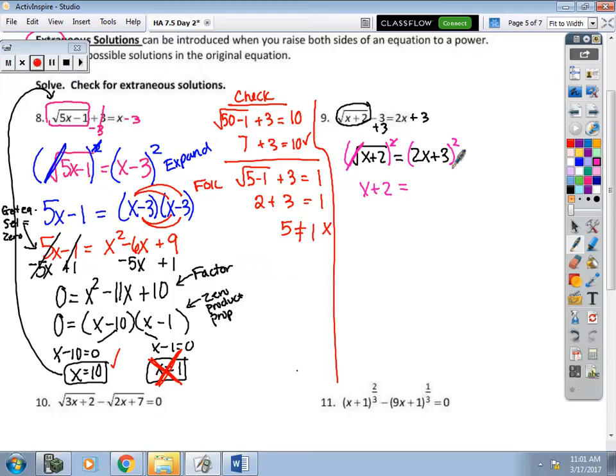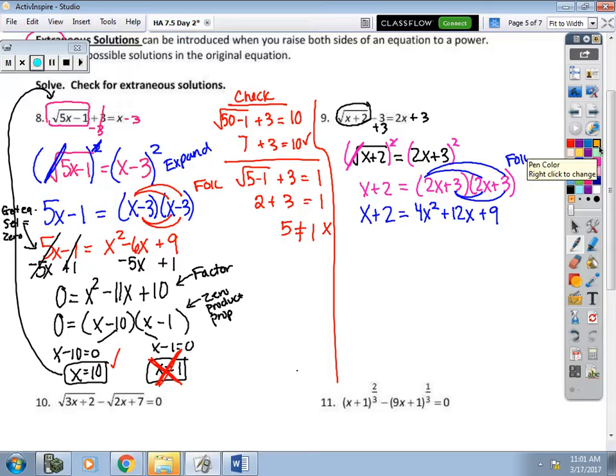Again, we need to expand the right-hand side. So we'll make that 2x plus 3 times the quantity 2x plus 3, and we will FOIL. So we will get 4x squared plus 6x plus 6x, which is 12x, and plus 9. Again, we need to get it set equal to 0 before we're allowed to factor. So I will move these over by subtracting x and subtracting 2.